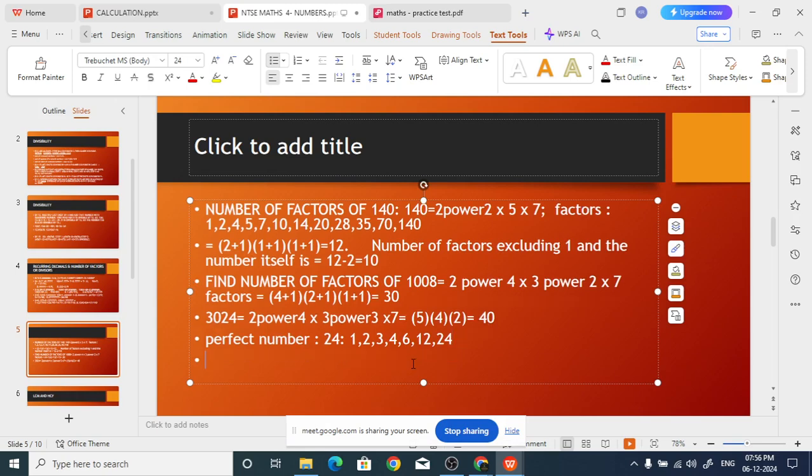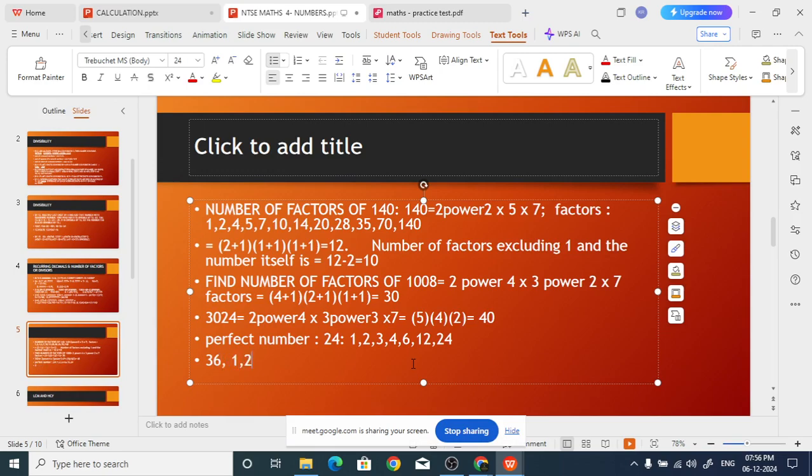27 is a perfect number. Which one? 27, sir. What are the factors? 1, 3, 9, 27. You said 27, no? No, no, 20, not 27. Some other number I forgot actually. 36, maybe, I think. Let's try 36.